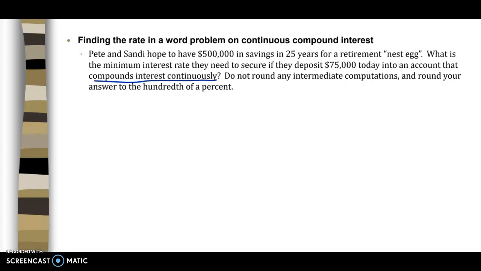I have other videos on this. And when we're working with compounding interest continuously, we work with the A equals P e to the R times T equation. Now, A is the final amount, P is the initial amount, e is a constant number, R is a rate, and T is the time. So A, in this case, the final amount we want is $500,000.